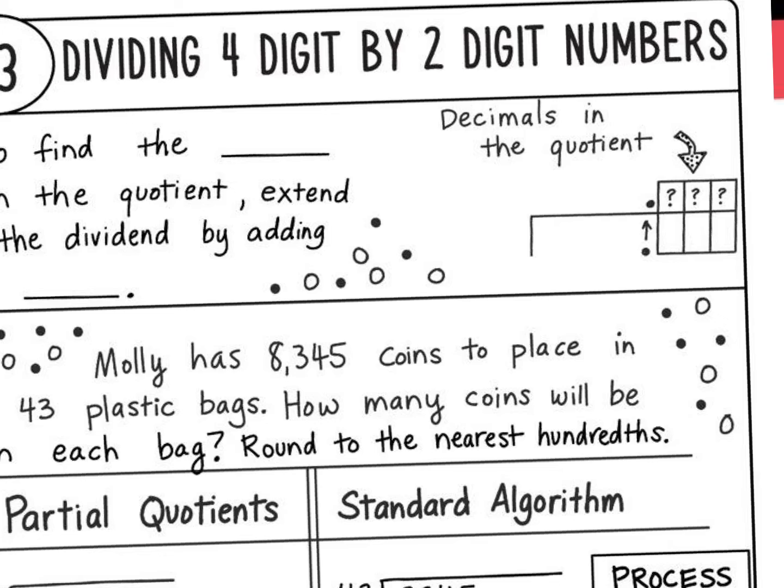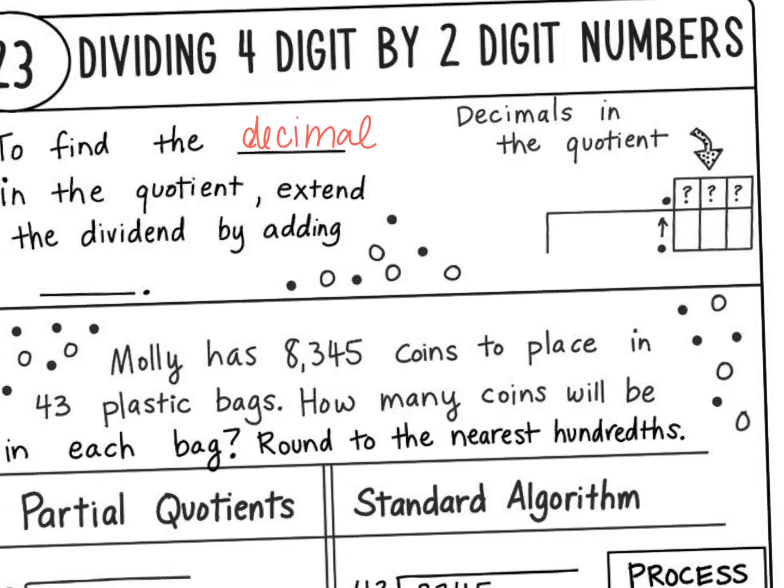Okay, so let's go ahead and fill in the blank. To find the decimal, that's a D, in the quotient, extend the dividend by adding zeros. Move it over a little bit. You write it in. These are your notes. So yes or no? Yes. Decimals in the quotient go up at the top.